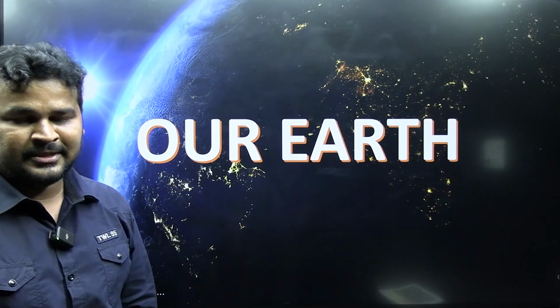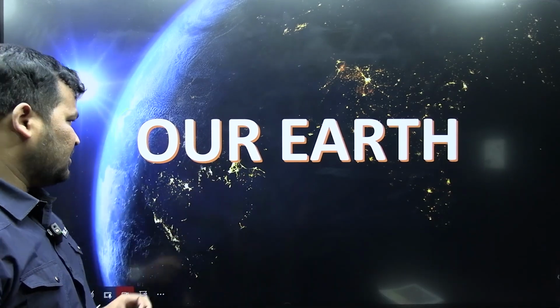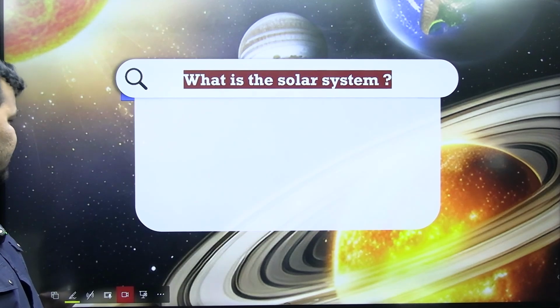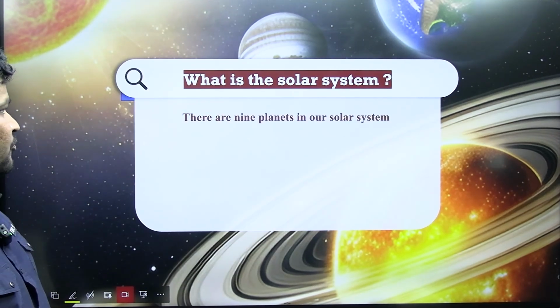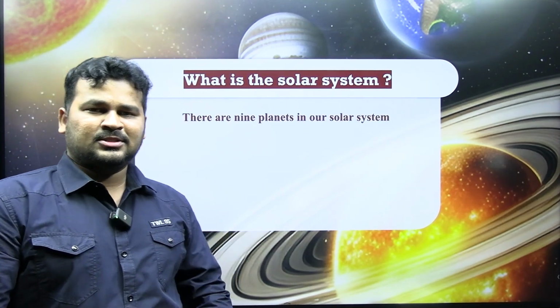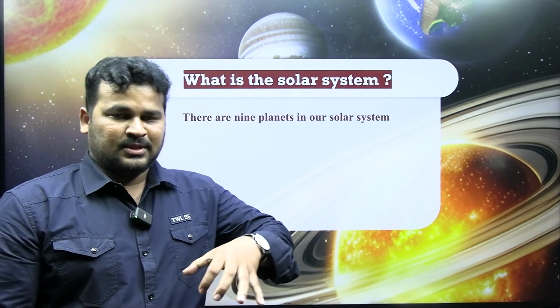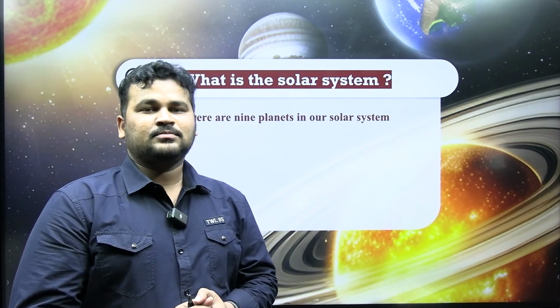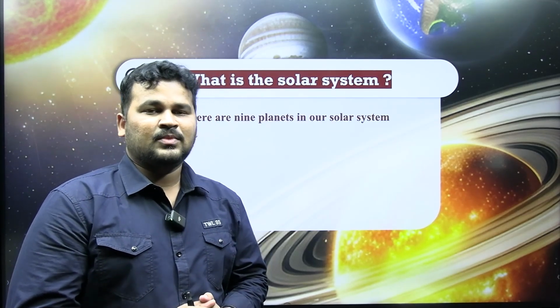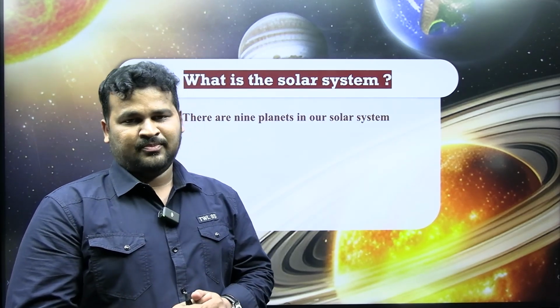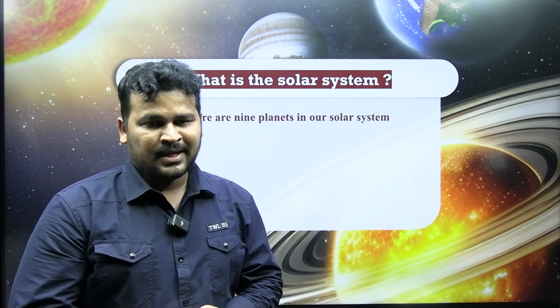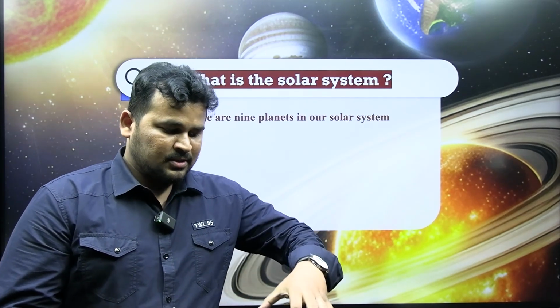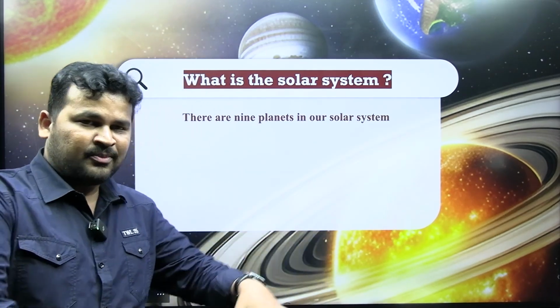Right, so we have entered into our Earth. See here, what is the solar system? Solar system is nothing but the sun is the head, like if you see our family, our father is the head of the family, and brothers, mother, and our siblings are the members. So that is a family system.